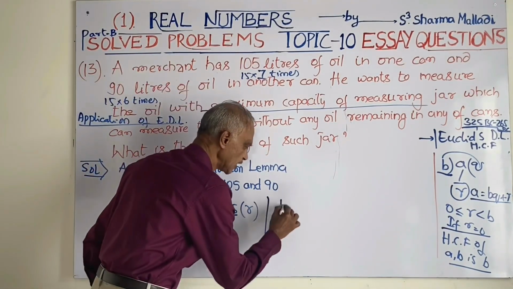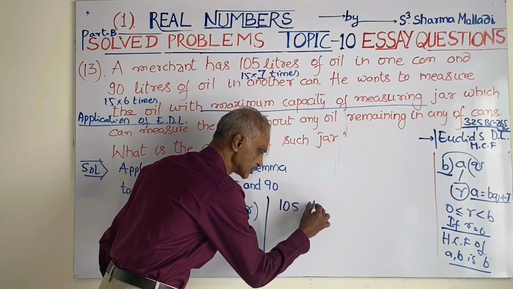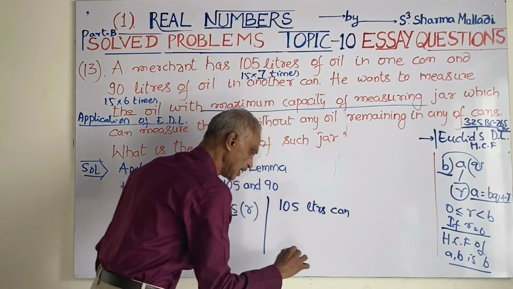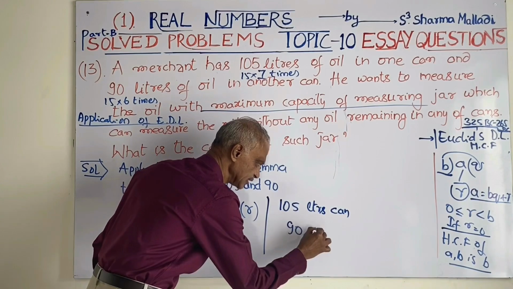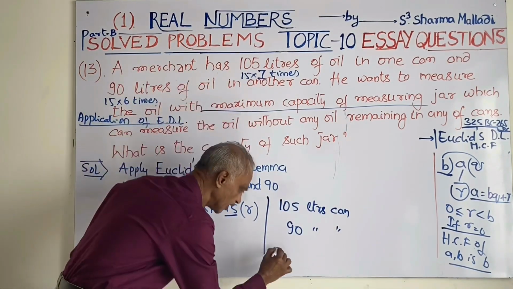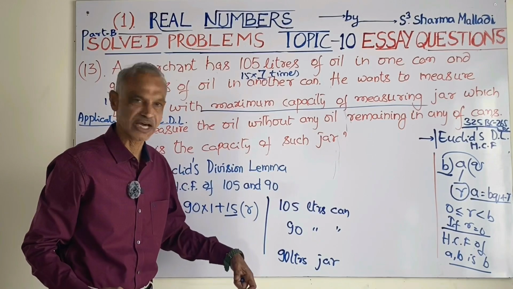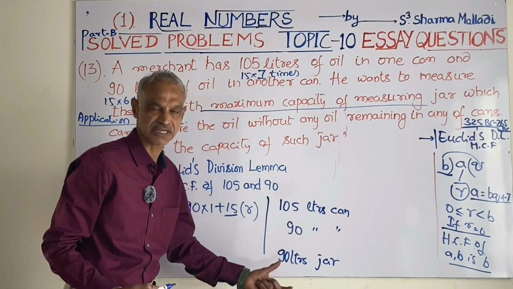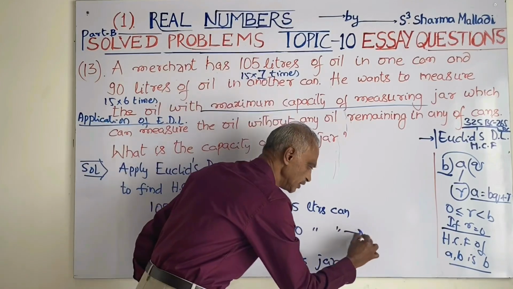Now, 105 liters can and 90 liters can. You can take a 90 liters jar. With the help of the 90 liters jar, you can measure this 90 liters can. You can measure one time.